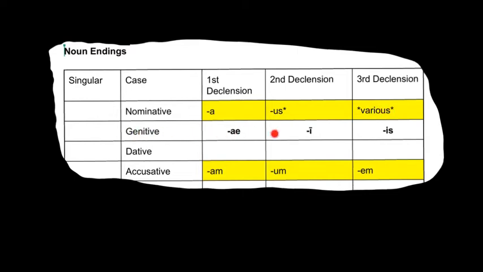The other thing on the chart that you need to notice is the genitive. The genitive case always tells what a declension is. That is, first declension nouns always have AE for the genitive singular ending. Second declension nouns always have a long I for the genitive singular ending. And third declension nouns always have a short IS for the genitive singular ending.